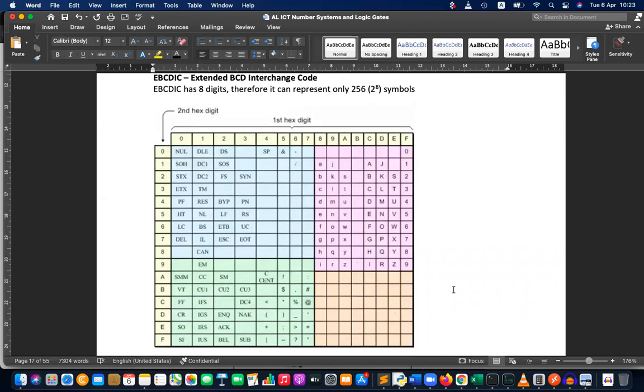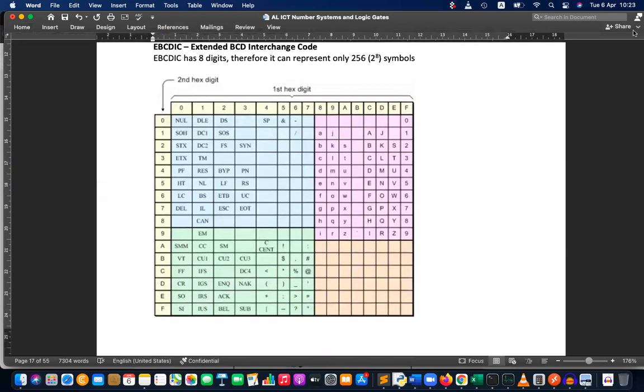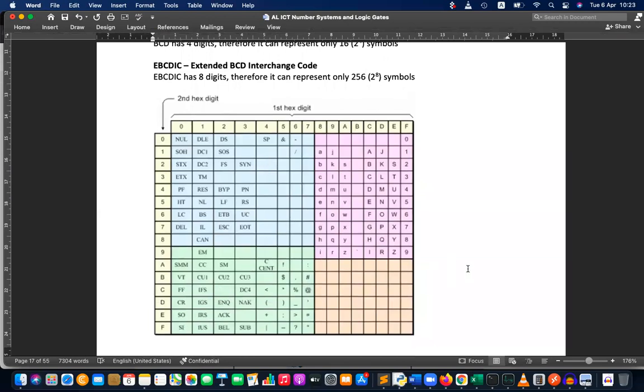Blank spaces are there, right? Some values are blank, so for some characters you don't have a value. Letter A here is basically 1000 0001, because 8 is 1000 and this one is 1. For example, A is equal to 1000001, or you can say it is 81 in hexadecimal. So this is in hexa: 81, 82 is B, 83 is C, 84 is D, 85 is E. That is how it represents.